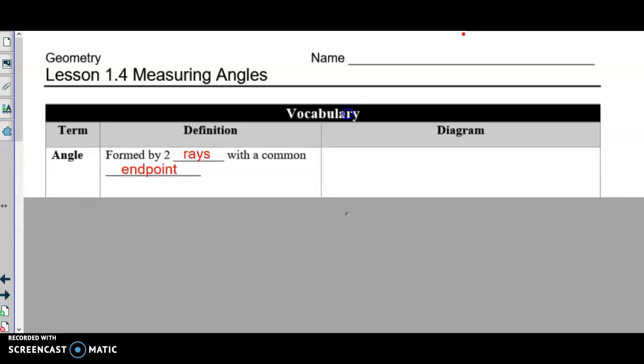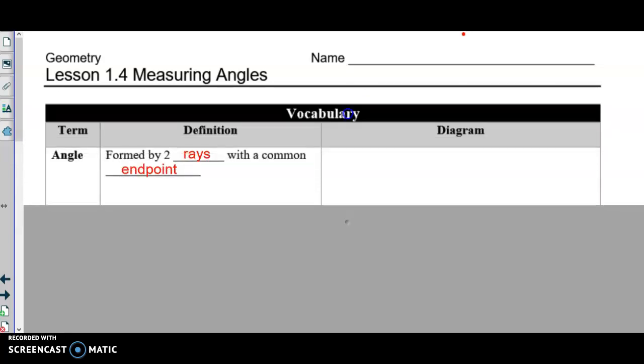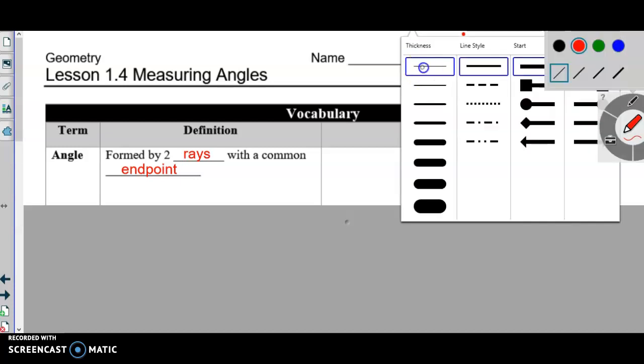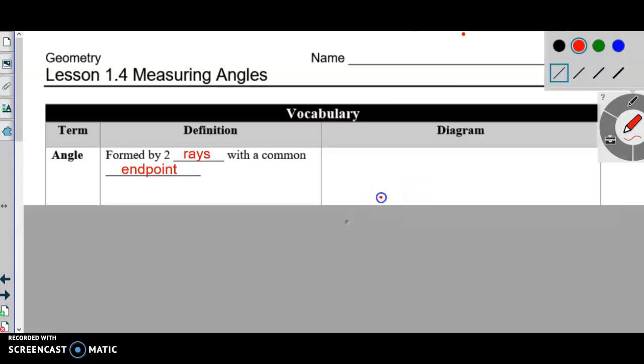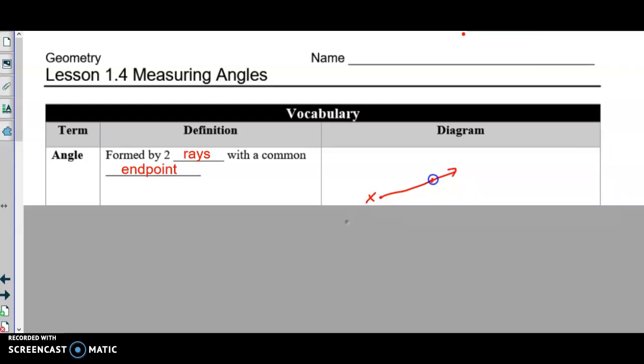Alright, to start with, an angle is formed by two rays with a common endpoint. So if we have one ray, and maybe this ray is ray XY, and another ray with the same endpoint, but it's ray XZ, then those two rays together form an angle.